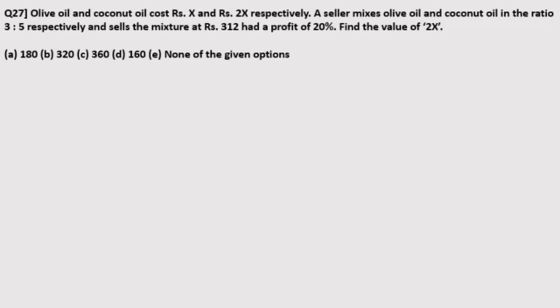Question number 27. Olive oil and coconut oil cost rupees x and rupees 2x respectively. A seller mixes olive oil and coconut oil in the ratio 3:5 and sells the mixture at 312. Now 312 is the selling price, guys. This is the selling price, and makes a profit of 20%.